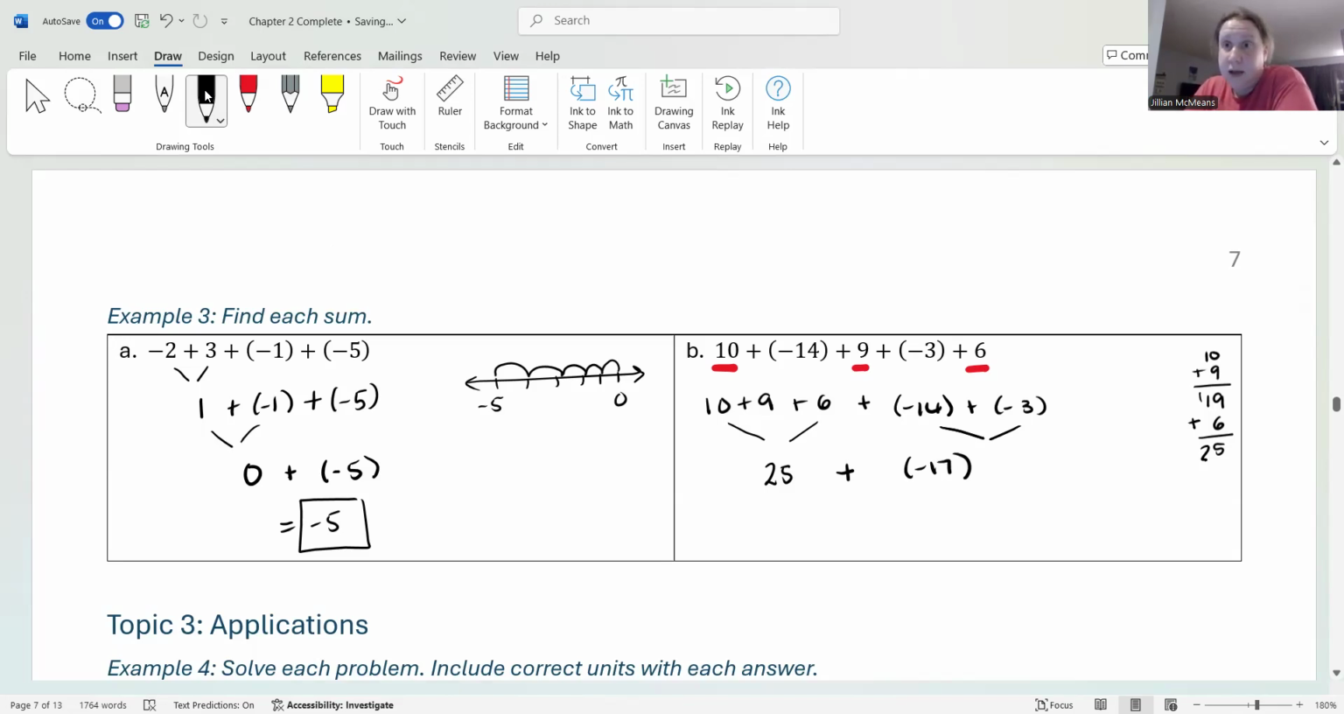We're finally adding two numbers that have different signs. That tells me I need to subtract. So we have 25 minus 17. A lot of you can do this one in your head, and if you can, that's fantastic. If not, do the side work.